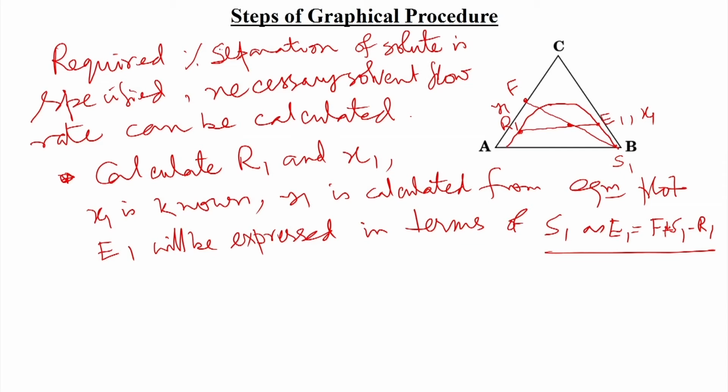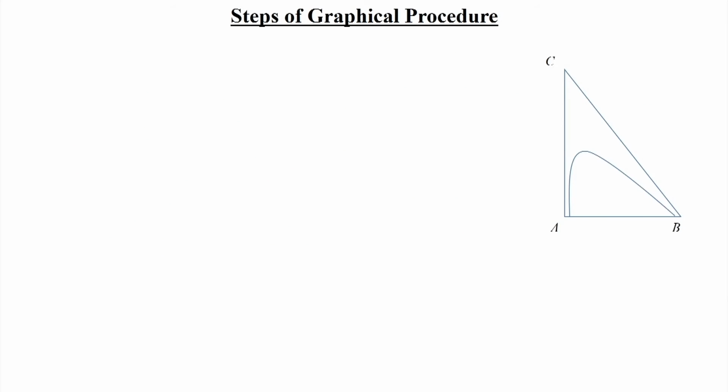Okay. Now, we will be solving one problem. From there we will be able to clarify the steps. This is your right angular triangular plot. Here also, suppose we take the feed point here and S1 somewhere here, and we add these 2 points. Then we have xm1, and from there we get R1 and E1. From there we get x1 and y1, the composition of the solute in the extract and raffinate, and from there what the solvent flow rate will be.